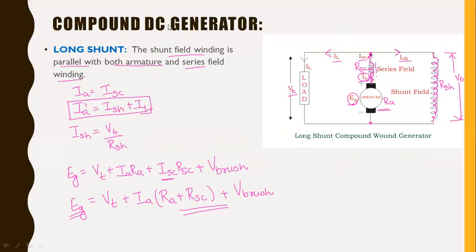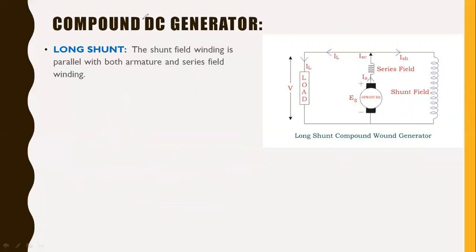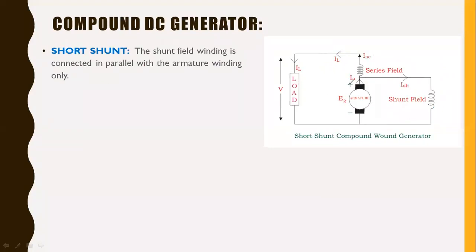Now let's see the next one, that is the short shunt compound generator. So if you see here in the short shunt, the shunt field winding is connected in parallel with the armature winding only. If we see here, this is the shunt field winding. So it is connected across only the armature winding, correct? The series field winding is connected in series with the armature, but the shunt field winding is not connected across this series field winding. So hence it becomes a short shunt compound generator.